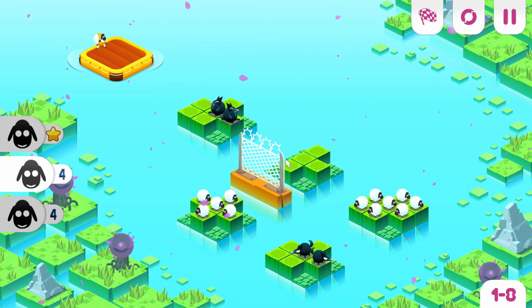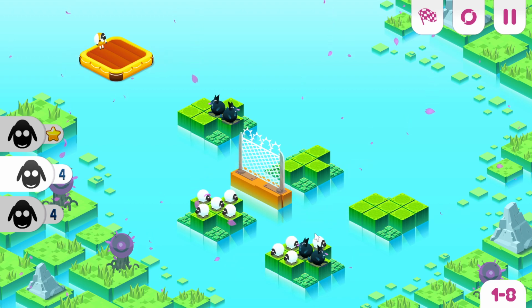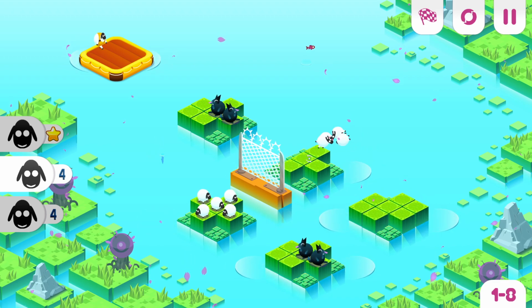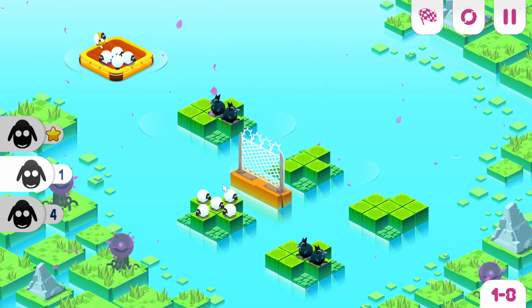Now we have satisfied the wolves. Which will go over here and satisfy a couple more wolves. And that, I think they are just fed for the remainder of the level.